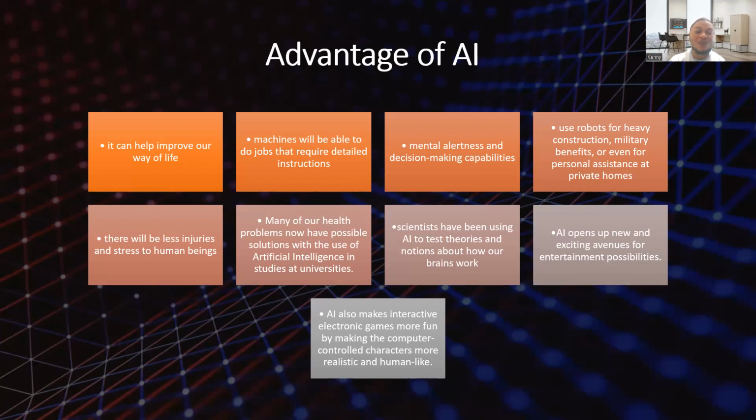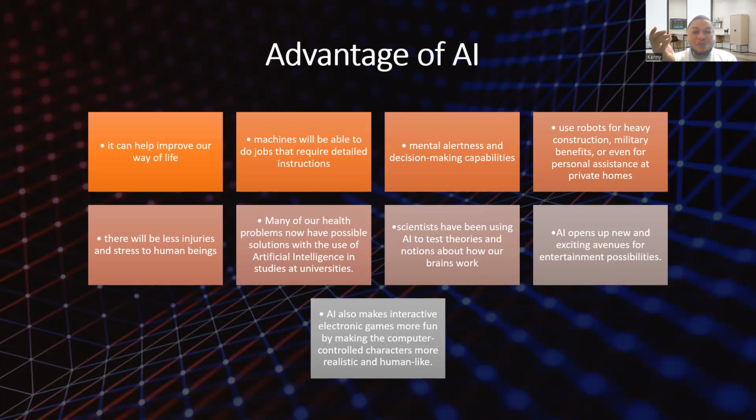What about the use of robots for heavy construction, military benefits, even for personal assistance? At home, we have those robotic cleaning machines. Just put them on the floor of your house, press a button, and it goes to every nook and cranny of your house, cleaning everything for you. This robot is also used for heavy duty construction. Those are some of the advantages of AI. Also, when you are using these for heavy tasks, there is less injury or stress to human beings. I'm telling you, there is.